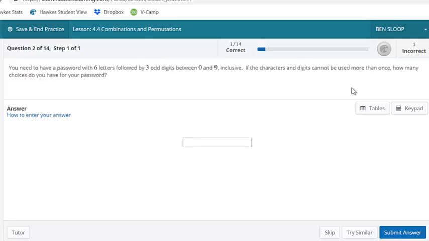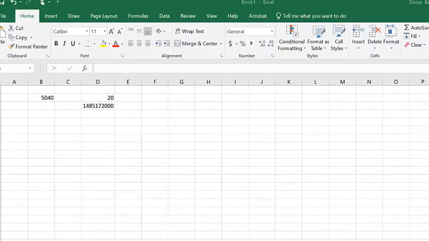Now what's important here, it says a character or digit cannot be used more than once. Okay, so in other words, my password could not be A 333 because it cannot repeat. This is what's going to make this a permutation as opposed to that fundamental counting principle. I'm going to choose my letters, arranging 6 letters from among, there are 26 letters in the alphabet, and then we want to choose 3 odd digits from among 5. So I'm going to show you this both ways.